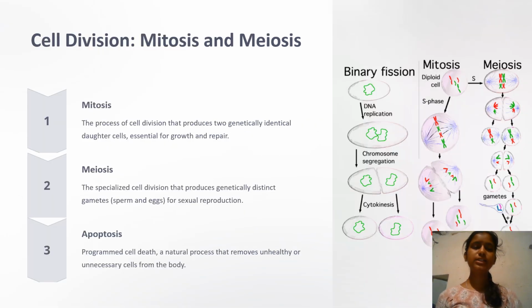And let us look at cell division. It contains mitosis and meiosis. Mitosis is a process of cell division that produces two genetically identical daughter cells, and these are essential for growth and repair. Meiosis is a specialized cell division that produces genetically distinct gametes, sperm and eggs, for sexual reproduction. And thirdly, apoptosis, programmed cell death, a natural process that removes unhealthy or unnecessary cells from the body.